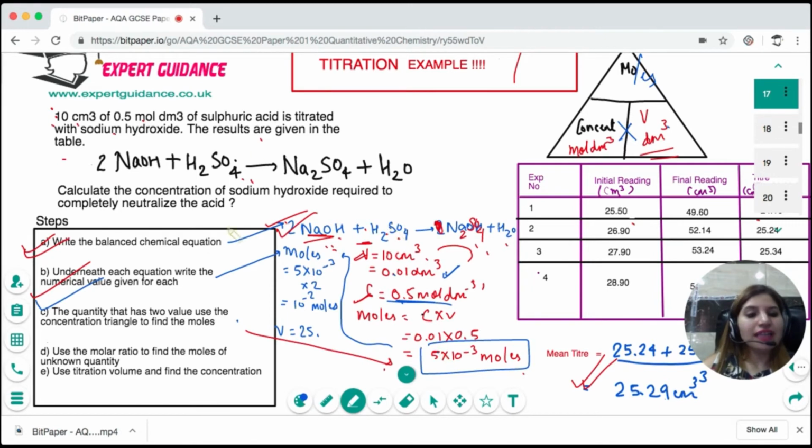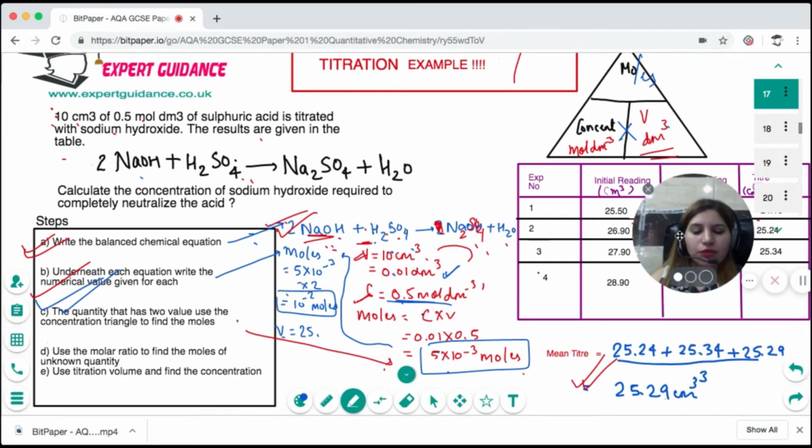Then you find the other reagent's moles by looking at the balanced chemical equation. The balanced chemical equation tells you that 1 mole of sulfuric acid gives 2 moles of NaOH. So whatever moles of sulfuric acid we have, we'll double it to find the moles of NaOH. So if sulfuric acid moles is 5 times 10 to the power minus 3, we times by 2, the moles of NaOH is 10 to the power minus 2 moles. And the volume from the mean titre, we got to have it as 25.29.